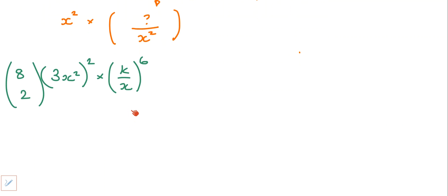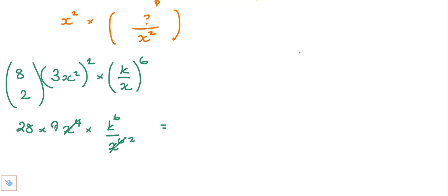Right. So what does that mean? Well, I know because of all the questions I've been doing, 8 over 2 is 28 already. I know it's times 9x squared, 9, isn't it? times k to the power of 6 over x to the power of 6. Why is that x to the 4? Sorry, yeah. Good spotting. That means I can cancel that, leaving just the 2.